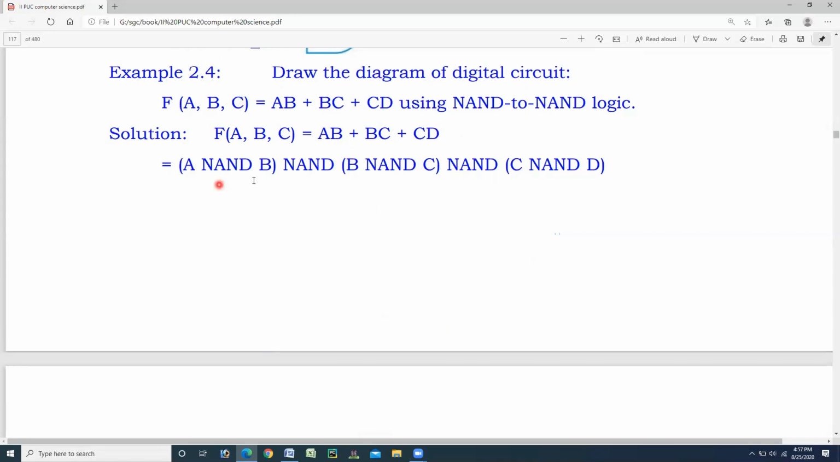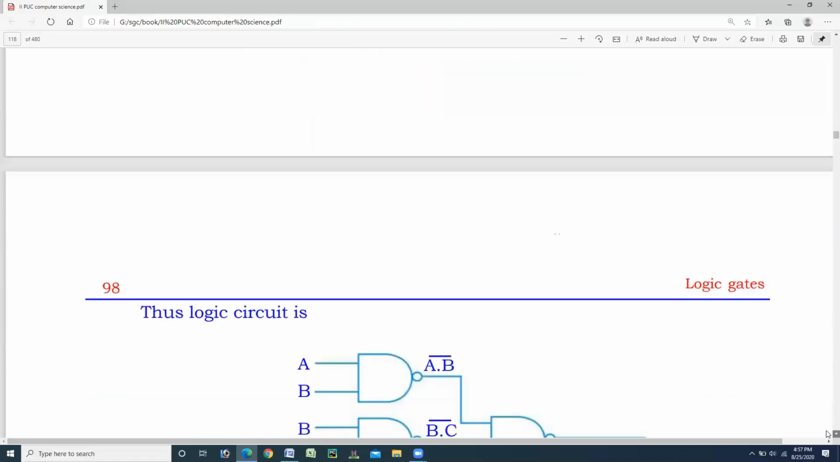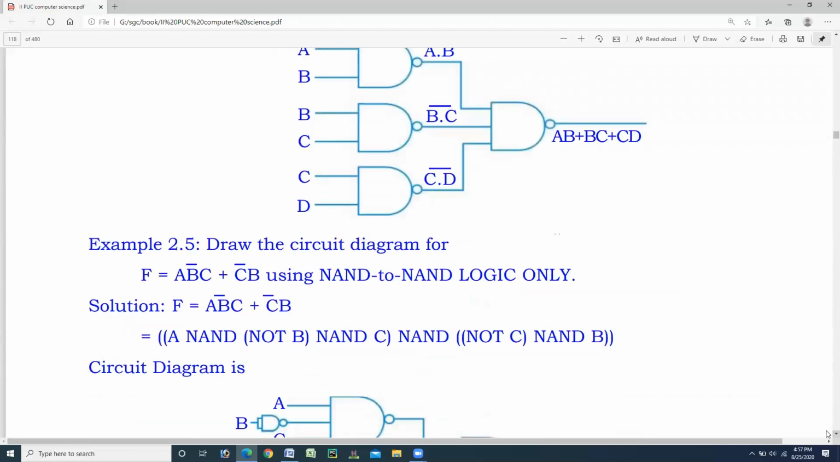Now you can rewrite that using NAND. So A NAND B, this first operand is completed. A NAND B, NAND, B NAND C, NAND, C NAND D. It means again we are using three NAND gates, which you can see here. See, three NAND gates are there.